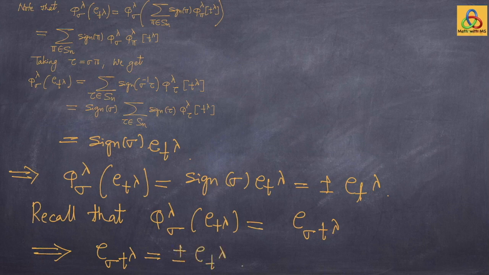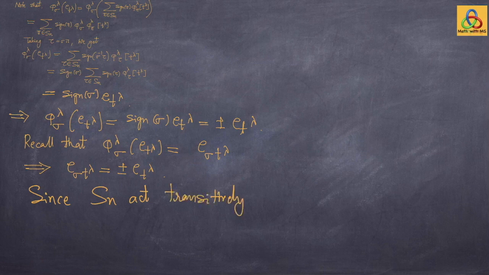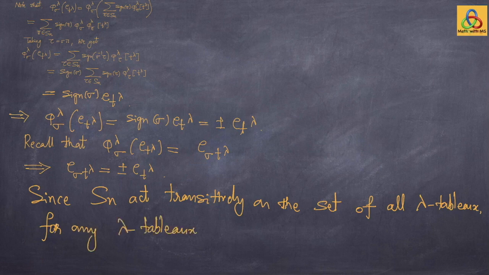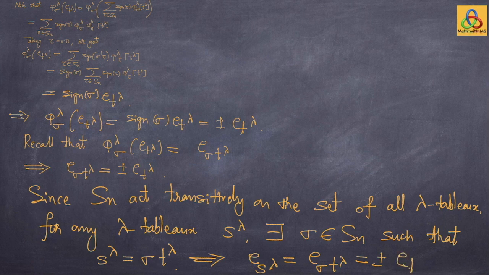Now notice that the symmetric group acts on the set of all lambda tableaux, and this action is in fact transitive. Since Sn acts transitively on the set of all lambda tableaux, for any lambda tableau, let us say S lambda, there exists a permutation sigma in the symmetric group Sn such that I can write this S lambda as sigma of T lambda. So the corresponding polytabloid E of S lambda is the same as E of sigma of T lambda, but that is just the same as plus or minus of E of T lambda.